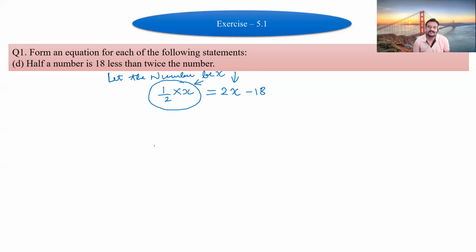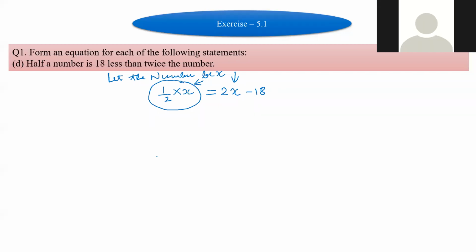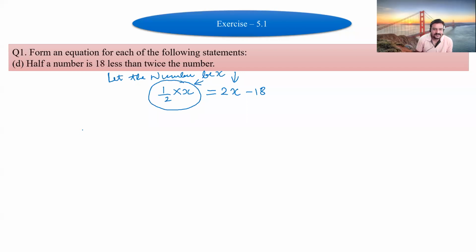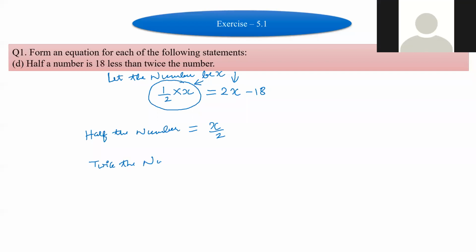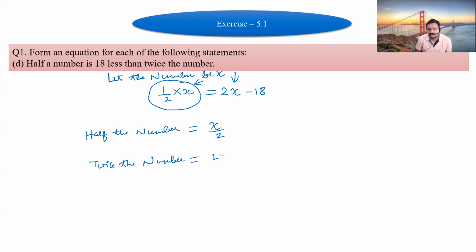What did you not understand, Palak? Sir, this one. How did you do it? Half the number. First we will write here half the number. Half the number is what? It is x upon 2, because our number is x, so its half is x upon 2. Write twice the number here. Twice the number, what will it come? It is 2x.